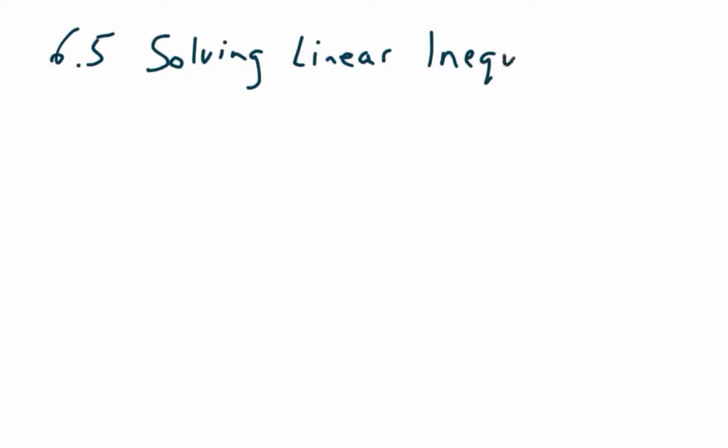Today's stuff, 6.5. So 6.5 is solving linear inequalities. This really combines two things that we've done before. Let me quickly write this first.